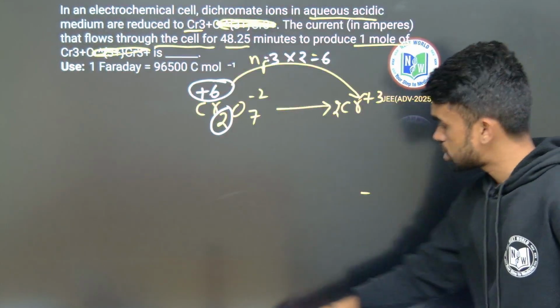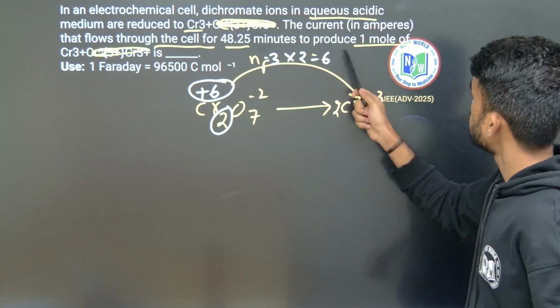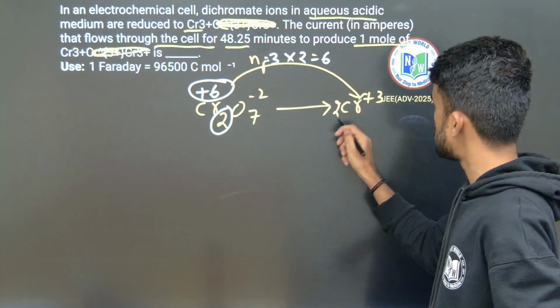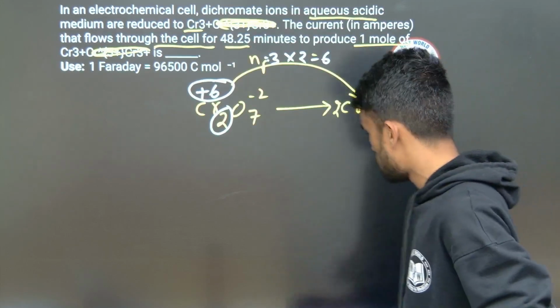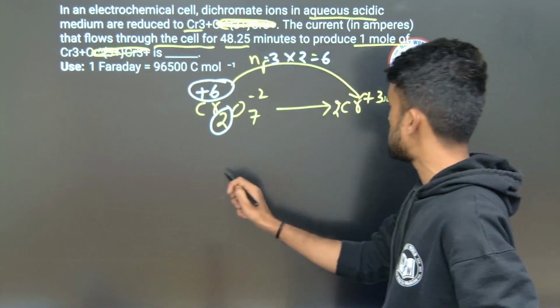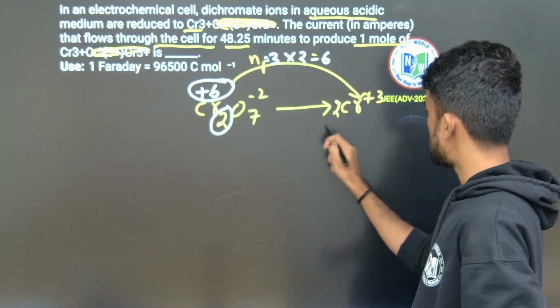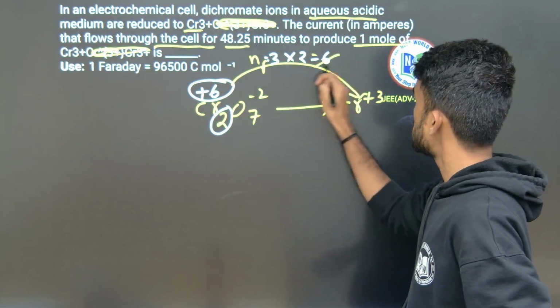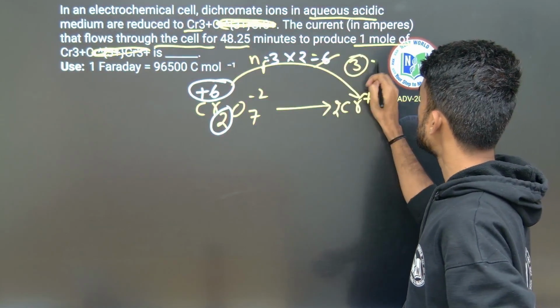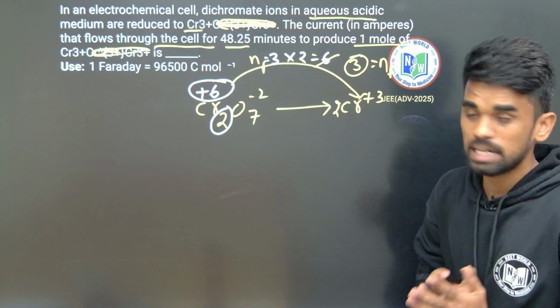Now look into the question once. To produce 1 mole of chromium, this equation is producing 2 moles of chromium, but we require 1 mole. So this is for 2 moles, and if I want to take it for 1 mole, just divide this equation by 2. So it becomes 3. So the n factor is now 3. Hope it is clear up to here.